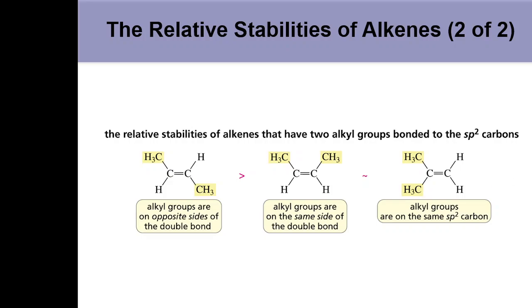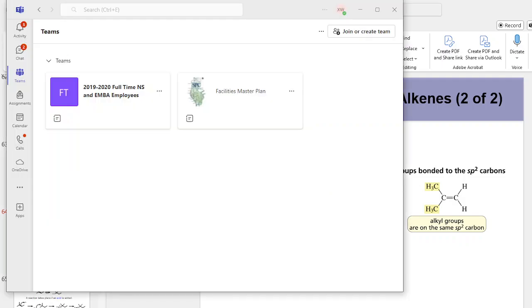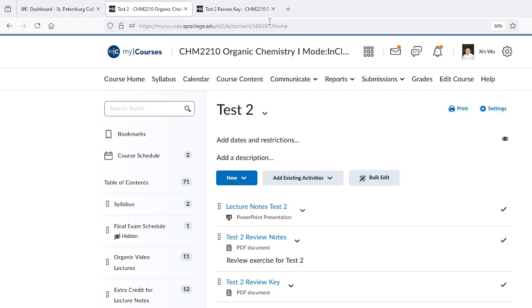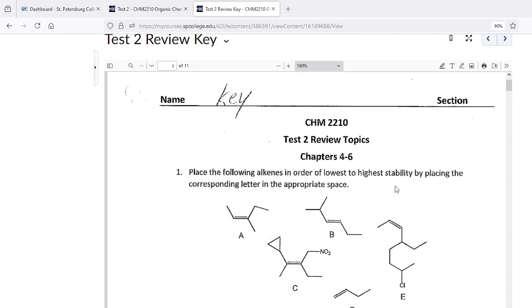Let's take a look at one example question. In this review problem, you're given 5 different alkene double bonds. The question asks you to put them in order from low to high stability. If you want, pause the video here and see if you can figure this out on your own before you look at the answer.